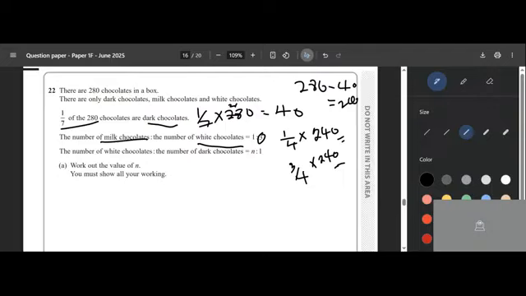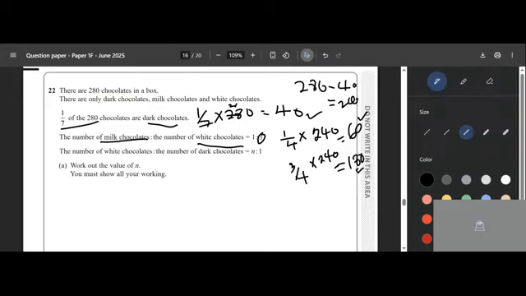So we know very well that 4 can divide 240. Yes, 60 times. So here we have 60. Just multiply 3 by 60. So we have 180. So I have 40, 60, and 180 for the chocolates.